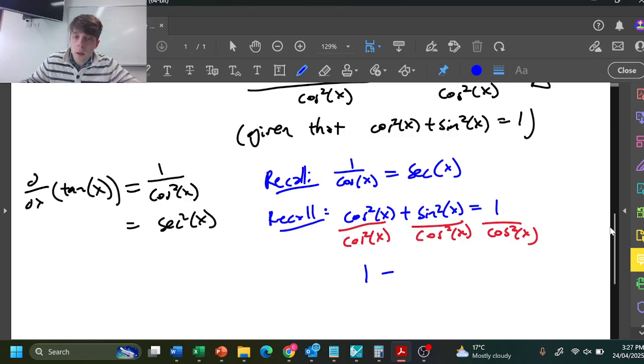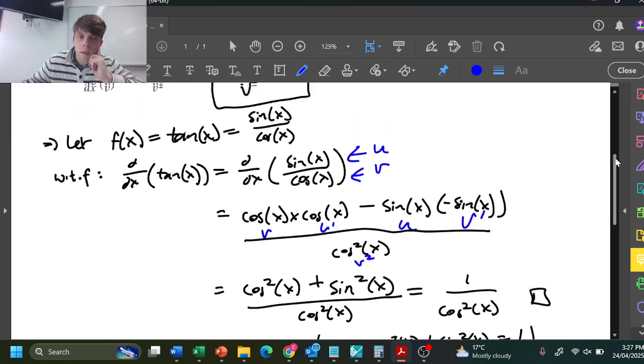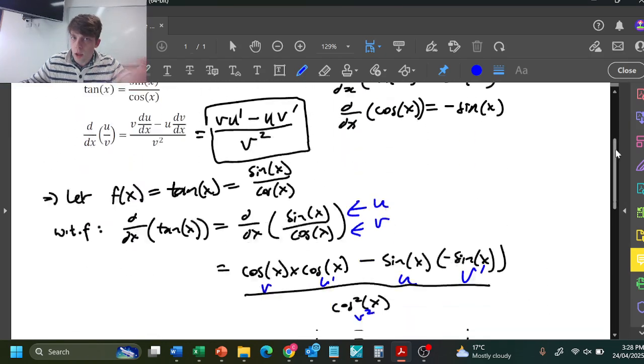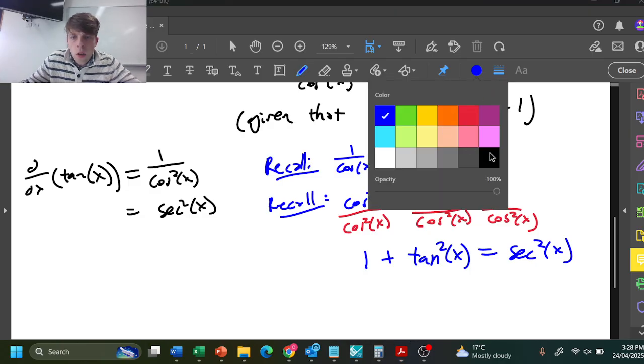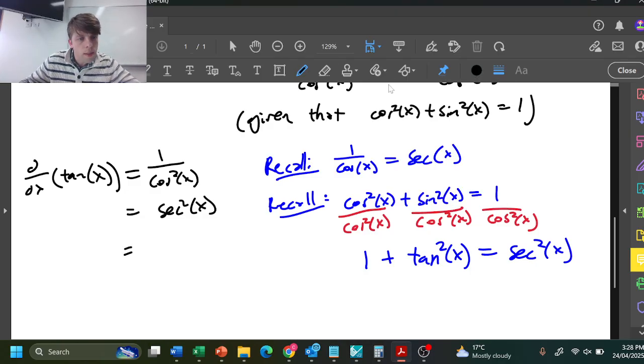And this guy here is sine squared divided by cosine squared. Hang on a minute, sine divided by cosine is the definition of tan, so this is tan squared x. And this guy over here, 1 over cosine squared x, is just sec squared x, the same thing as we found before. So as we can see, sec squared x is equal to 1 plus tan squared x. This gives us another way that we could write the derivative of tan.